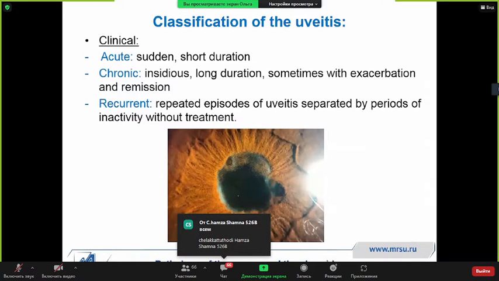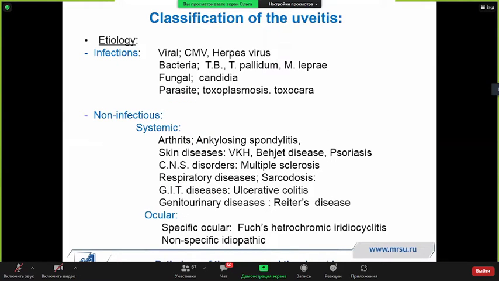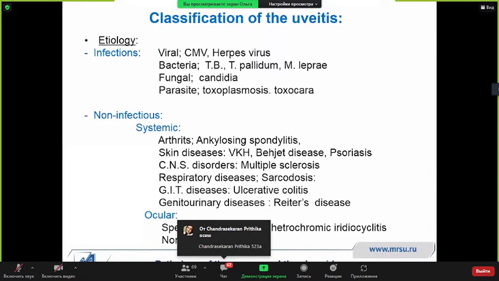Classification of the uveitis. Clinical variant. They can be acute, chronic, and recurrent. I think you understand these variants of classification. Due to etiology, it can be infectious and non-infectious. About infections, of course, it's bacterial, fungal, viral. Mostly it's herpetic variants of uveitis. Non-infectious, systemic: of course, it's mostly due to rheumatological diseases. It's arthritis, Behcet, sarcoidosis, and other different rheumatological diseases.